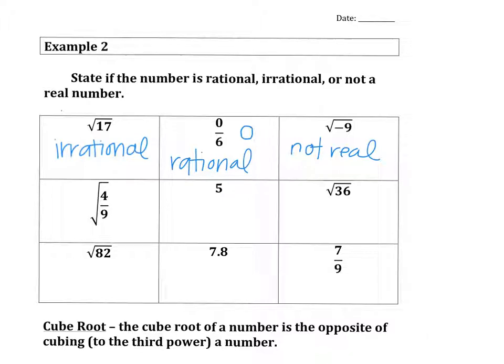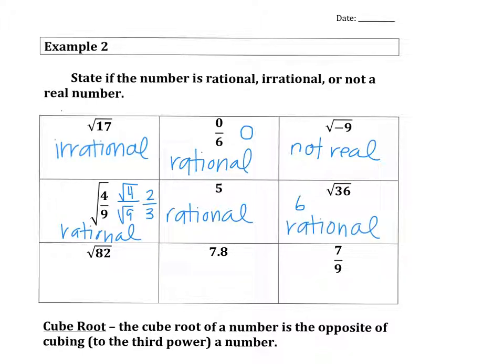Square root of 4/9, I can break that up. Square root of 4 over square root of 9, which is 2/3. 2/3 looks like a much more normal number. That is rational. 5, normal number, rational. It is a natural, whole, integer, rational, real. Square root of 36, do we know that it is a perfect square? So that's good. It's 6. So simplify any of these that you can first so that you can identify them. And it's a rational number.